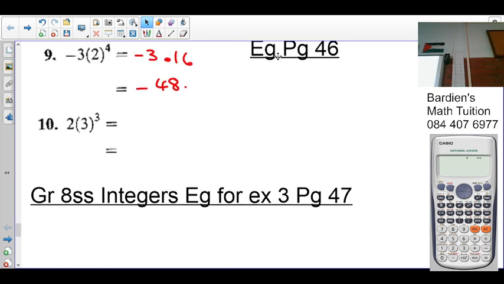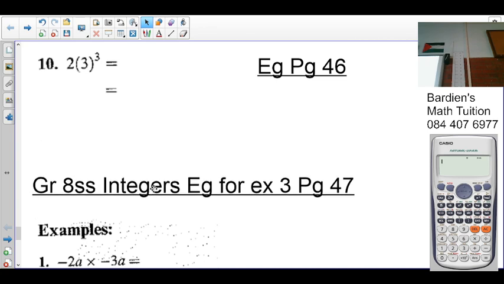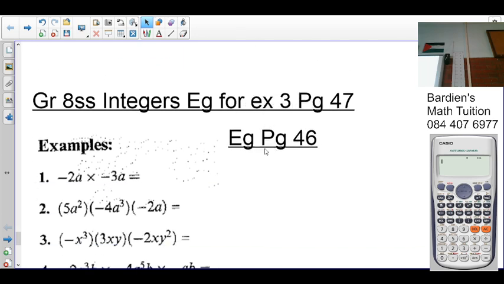The last one I'm going to do now before the electricity goes out. Again, it's going to be 2 multiplied by 3 cubed. Then 3 cubed is 27. What's 2 times 27? 54. Okay, you guys understand? Alright.